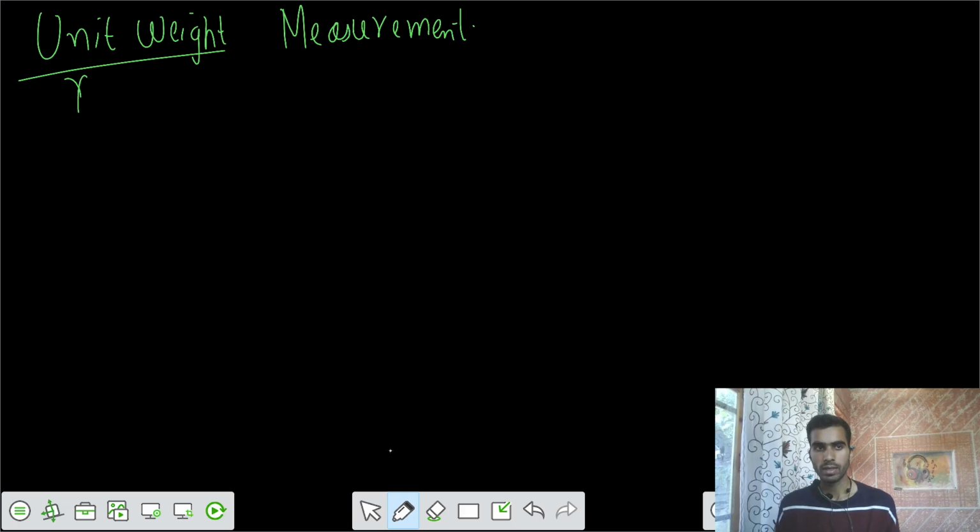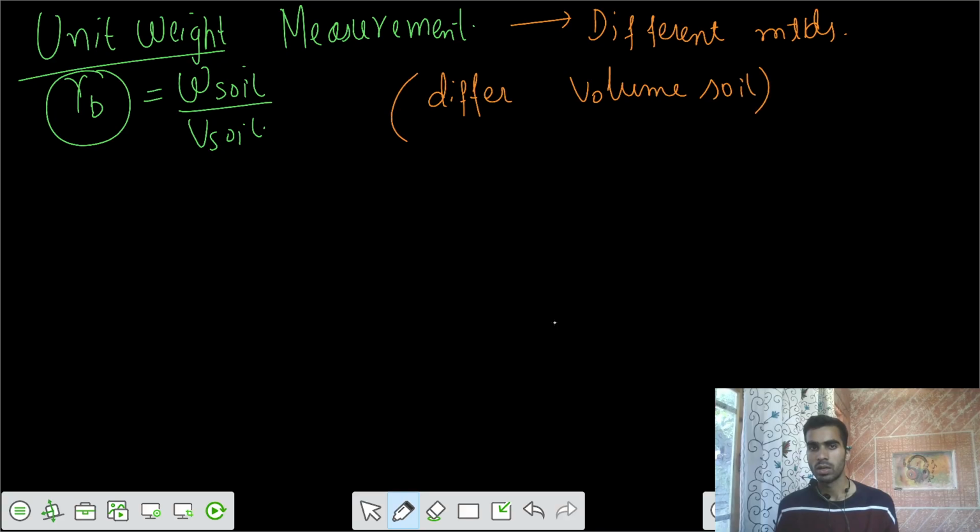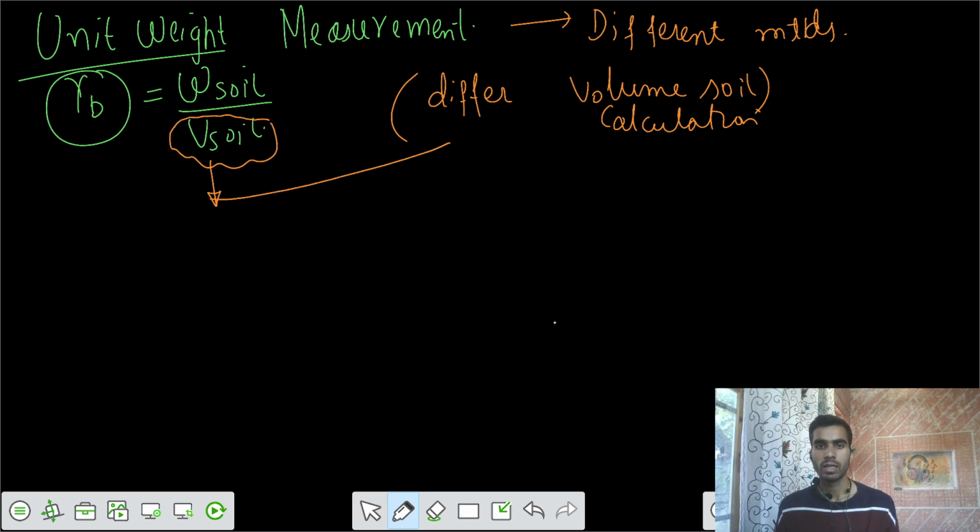Unit weight, if you talk about bulk unit weight, that's your gamma bulk. It's actually weight of soil by volume of soil. We have different methods for this, and the methods differ in the calculation of volume, because your weight calculation is accurate, but your volume calculation is difficult. That means it's not accurate. So for calculating the volume of soil, we have different approaches.